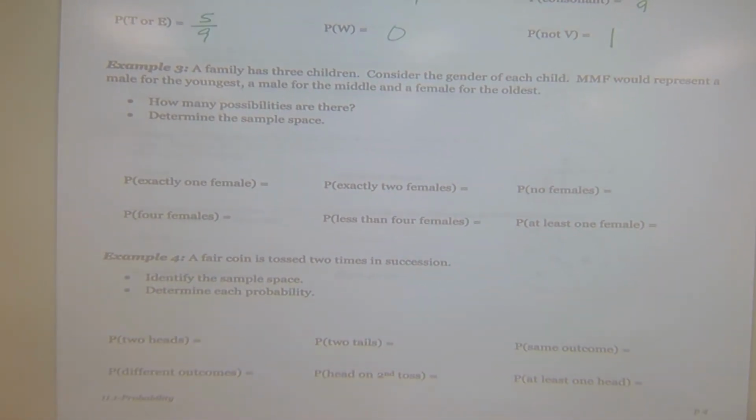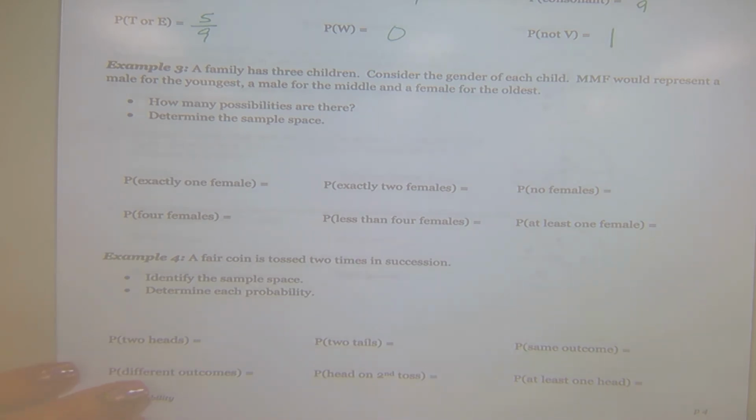All right, example number 3. A family has 3 children. Consider the gender of each child. For example, MMF represents male for the firstborn, no, male for the youngest, male for the middle, and female for the oldest. How many possibilities are there? Let's figure out how many different ways this can happen. Order matters because it matters if you're born first, second, or third. So it's going to be permutations.